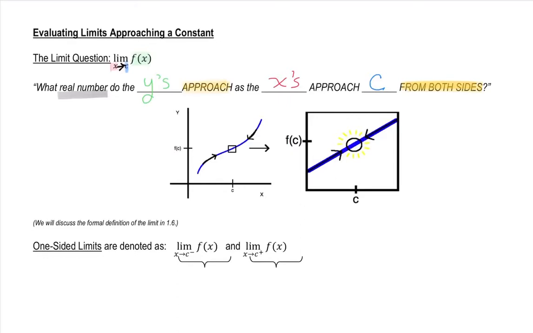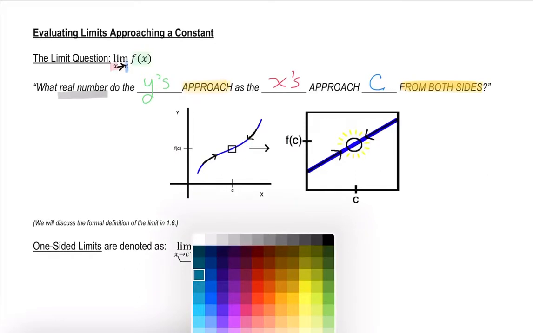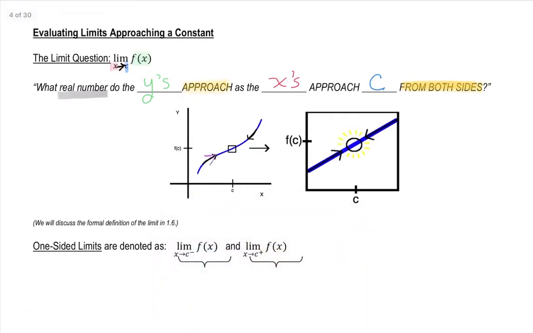Let's take a look at this first little graph here, and let's see if we can get an understanding of what might be happening. As we look at this graph, we want to look at what the x's are approaching, and in this case, the x's are approaching c from both sides, and then we're going to answer what the y's are approaching. Every time we do this, we need to be looking at this from both sides.